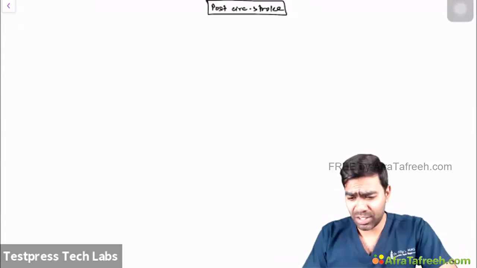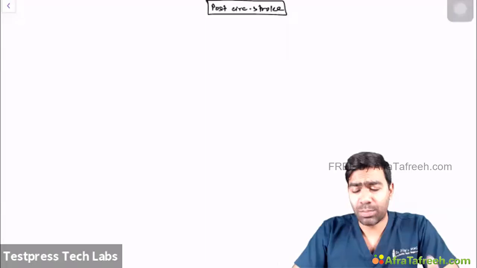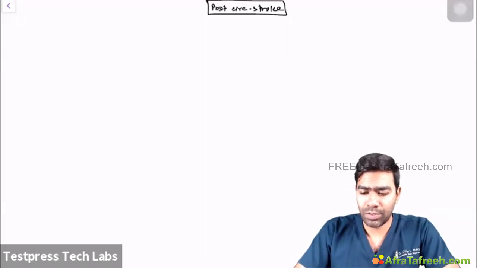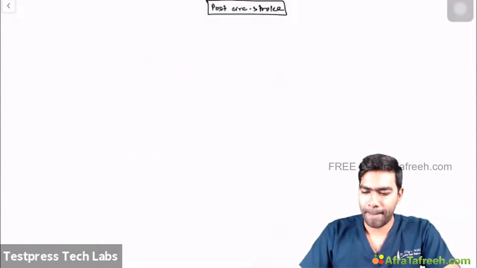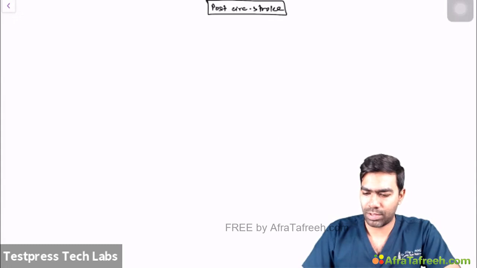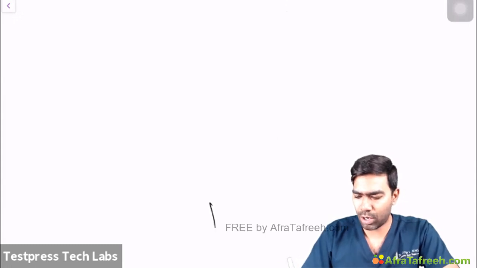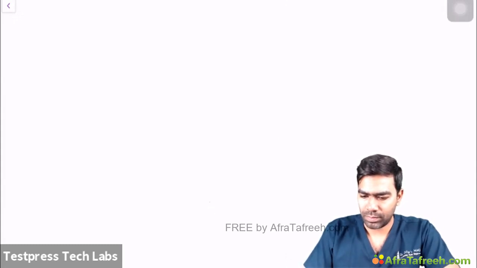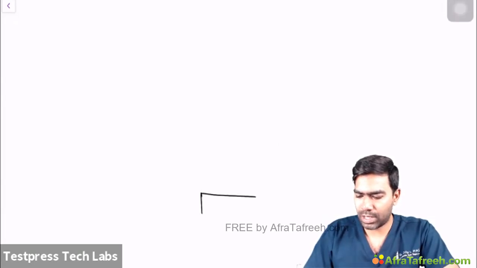As far as the posterior circulation stroke is concerned, first, let me draw 3 boxes. That's what I do generally. Let me take a little bit of time and draw in the bottom. These 3 boxes are always going to be the brainstem structures.